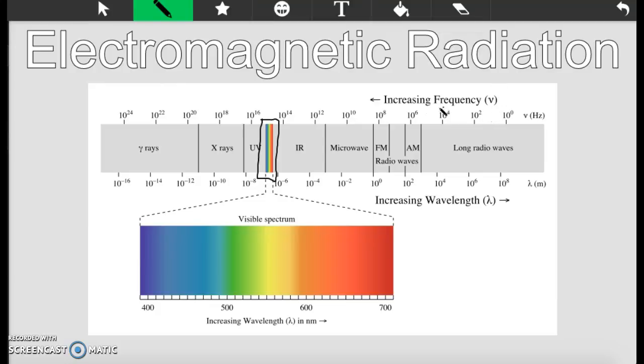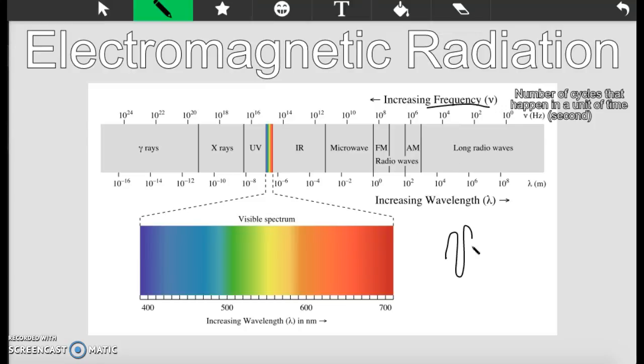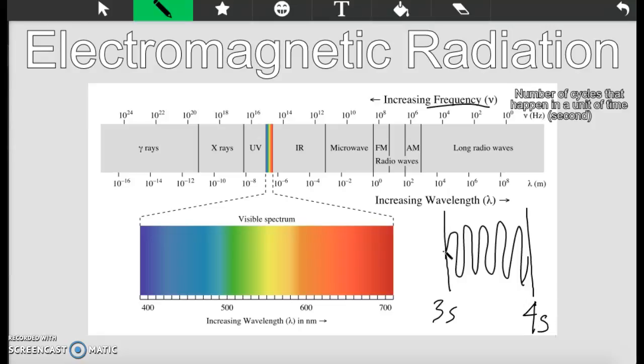Okay, we use some vocabulary words. We had frequency and wavelength. We're going to define them. We'll start with frequency. Frequency is the number of cycles that happen in a unit of time, generally 1 second, and high frequency looks like this. So between, let's say, 3 seconds and 4 seconds of time, the frequency would be how many of these waves actually pass by this point in that 1 second period of time.